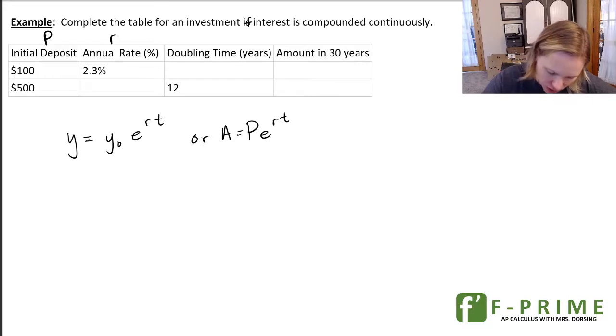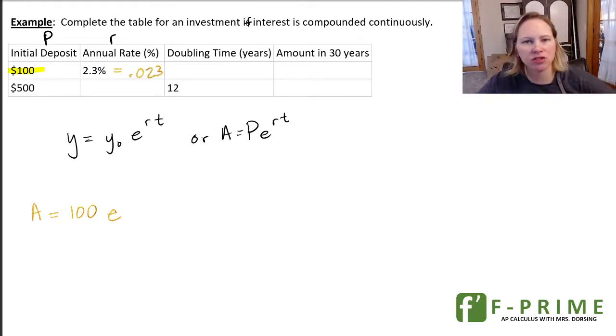So for the first one, we'll highlight it here in yellow. My new amount A, or you can use y, would be 100, that's my initial deposit, times e. Now I'm going to change this to 0.023. Always change any percentage rates to decimals.